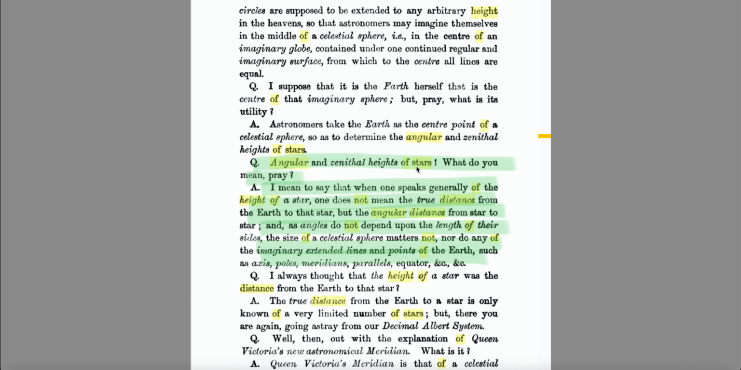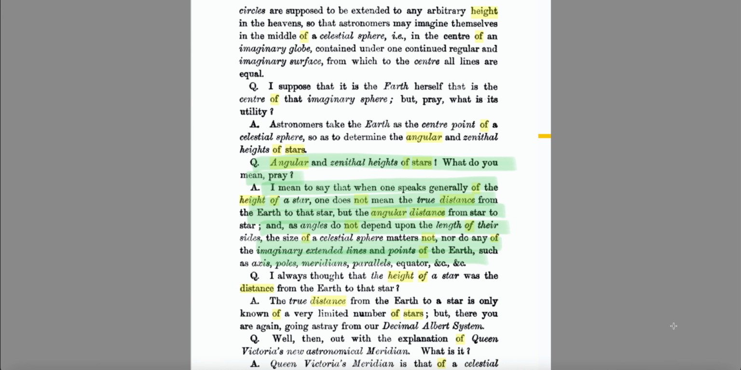Angular and zenith heights of stars: what do you mean, pray? Answer: I mean to say that when one speaks generally of the height of a star, one does not mean the true distance from the Earth to that star, but the angular distance from star to star, and as angles do not depend upon the length of their sides, the sides of the celestial sphere matter not, nor do any of the imaginary extended lines and points of the Earth, such as axis, poles, meridians, parallels, etc. So there's no height. It's just an angular distance or an angular height.